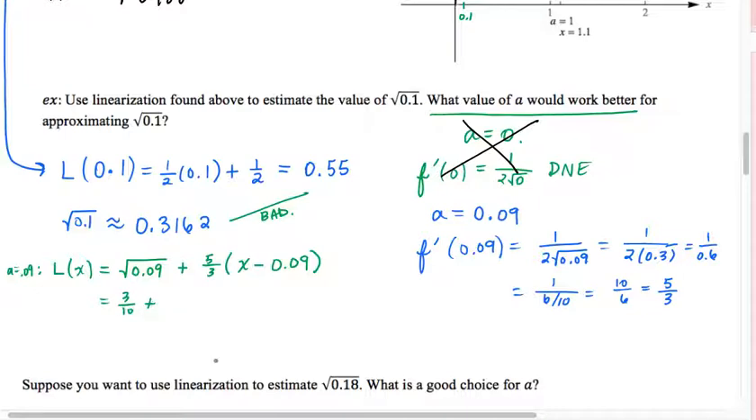Let's plug in our number. We want to find L of 0.1, which is what we're trying to approximate here, f of 0.1. So plugging in 0.1 for x, we have 3/10 plus 5/3 times 0.1 minus 0.09. And if you calculate that out, you're going to get 19 over 60, which is approximately 0.3167, which is a much better approximation to the actual value of the square root of 0.1.